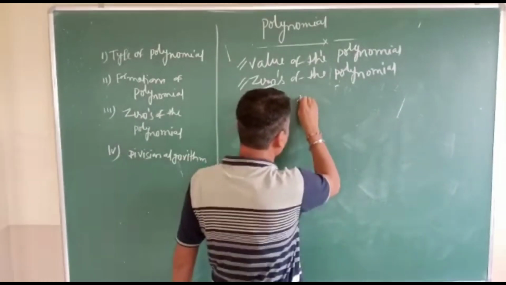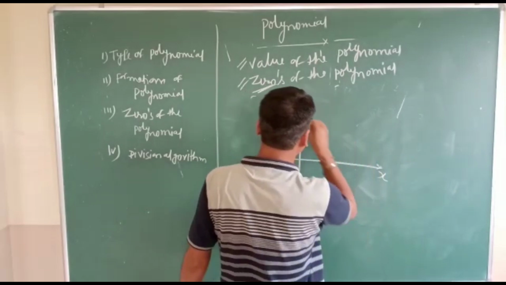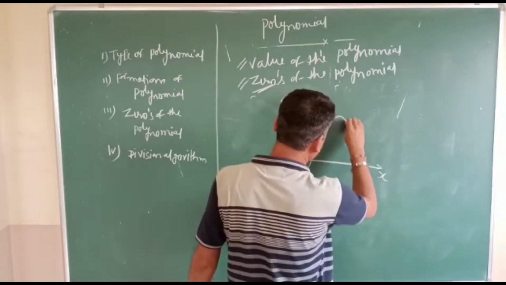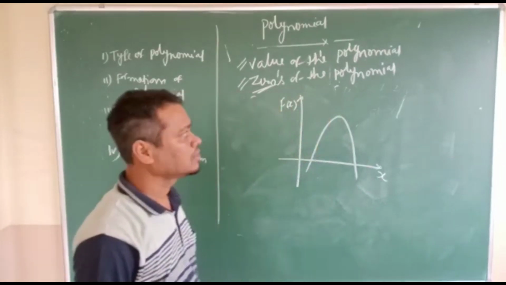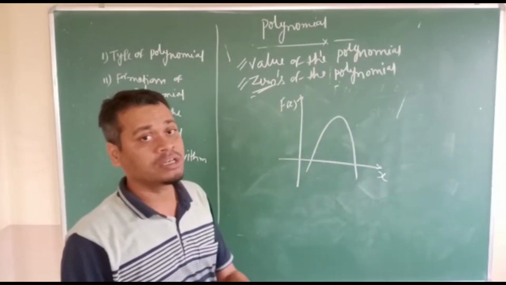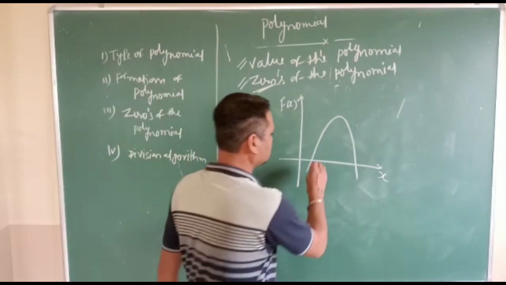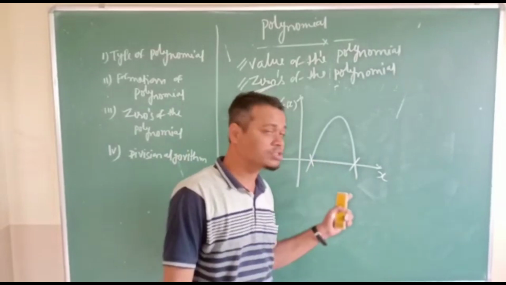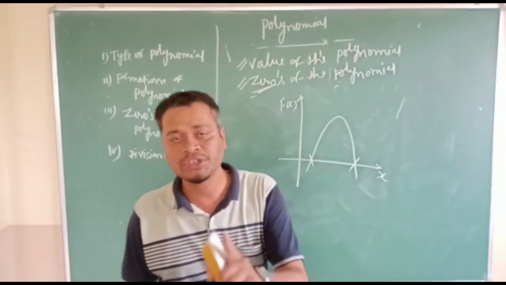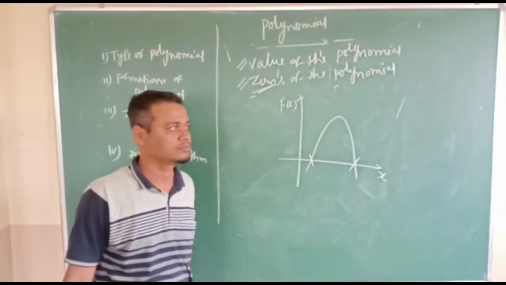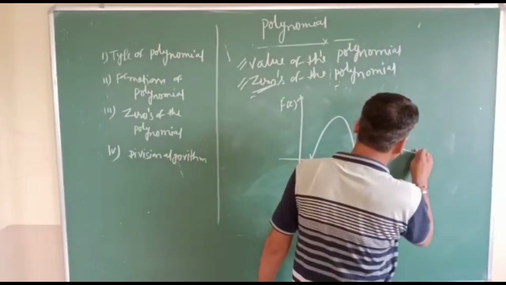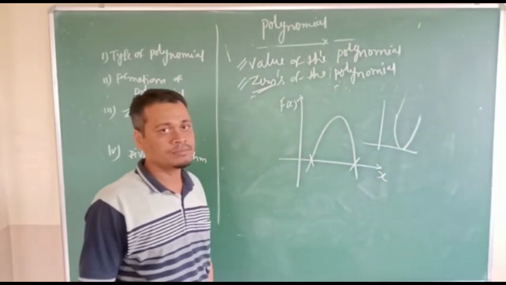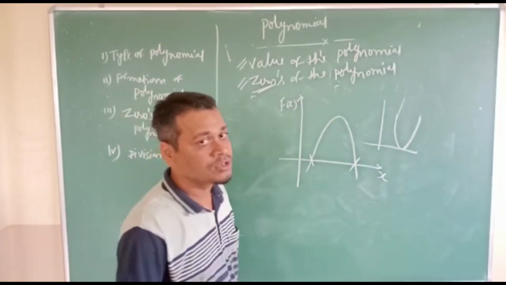Now, let's say this is my x-axis, this is my f of x axis, and if I give you a graph like this, how many zeros of this equation does this graph have? 1, 2, because these are the 2 points at which the graph is crossing the x-axis. That means that many zeros I have for this equation. What about this one? How many zeros do I have? I have only 1 zero.